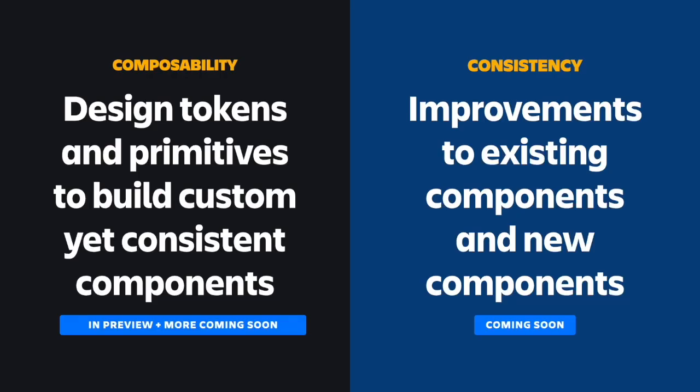And we're also bringing in some exciting updates to UIKit 2. We are adding design tokens and primitives so you can build custom components which still look like Atlassian. And we're also making improvements to the existing components and adding a whole lot of new components. And we're aiming to make most of these updates available by mid next year. And building with UIKit 2 is very easy.